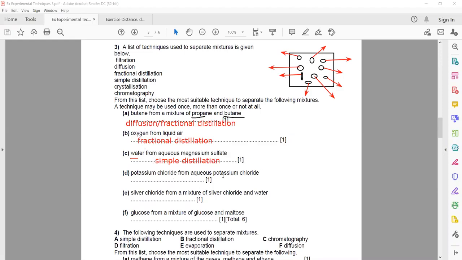Potassium chloride from aqueous potassium chloride. You have a salt solution, a salt dissolved, because aqueous potassium chloride means a salt solution. You have a salt solution and you want salt from this, so you can use evaporation or crystallization. Only crystallization is mentioned, evaporation is not there as an option, so we can mention crystallization here.